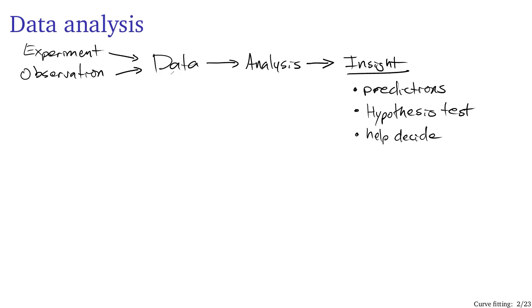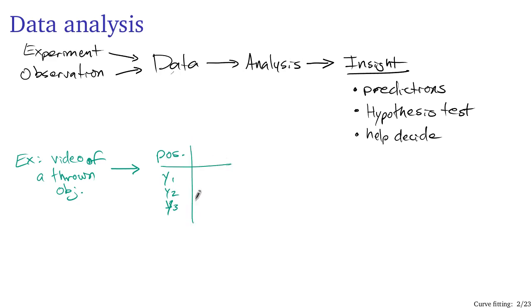Now, in physics, perhaps, let's go through a rough example. Let's suppose we're considering a relatively simple physical system, something like projectile motion. The experiment or observation under those circumstances might perhaps be a video of a thrown object. The information we would collect from that video would probably take the form of some measurement of position of the object as a function of time. Perhaps we're measuring the height, let's say y1, y2, y3, a whole bunch of different heights of the object as time rolls on, t1, t2, t3, etc.